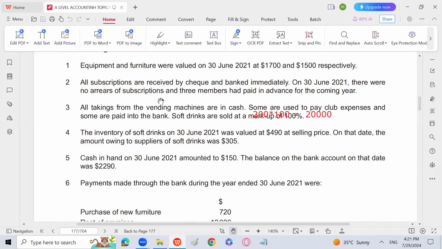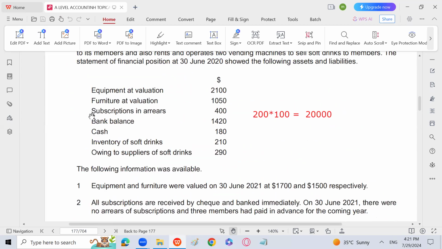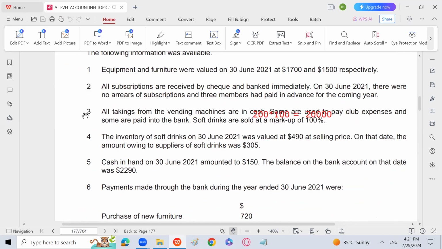On 30th June, there were no arrears of subscription, and 3 members have paid in advance for the coming year. So all subscriptions are received by check or through bank. This information has been given at the end of the year. On 30th June, accrued subscription is 0, and 3 members have paid in advance, that is the subscription in advance. So 3 members means for 1 member the subscription is 100, that is going to be 300.